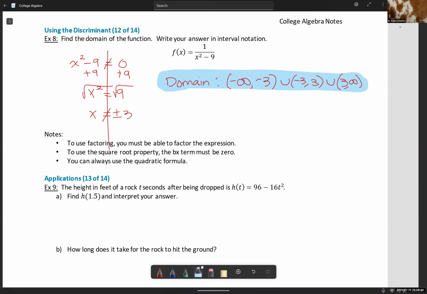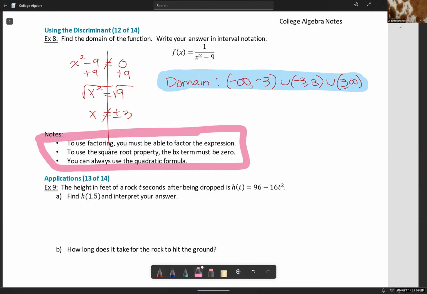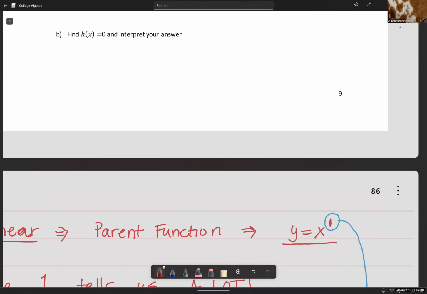Now, this is the takeaway from this whole lesson in this box. To use factoring, you must be able to factor the expression. You're never going to know if you know how to factor an expression unless you try. To use the square root property, there cannot be a bx value. But you can always use the quadratic formula. So if I were to memorize anything, it'd be the quadratic formula. Let's do these last 2 problems and then class is over.